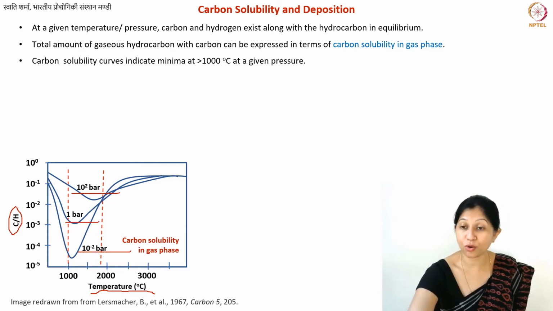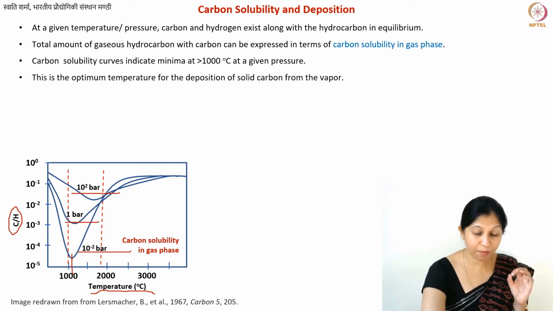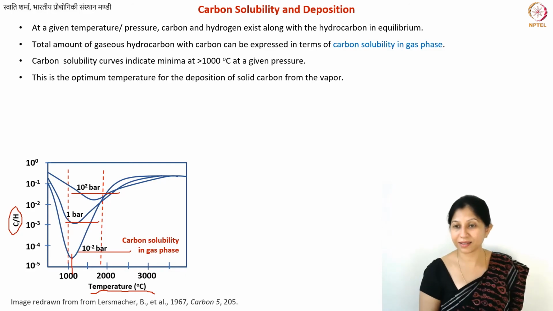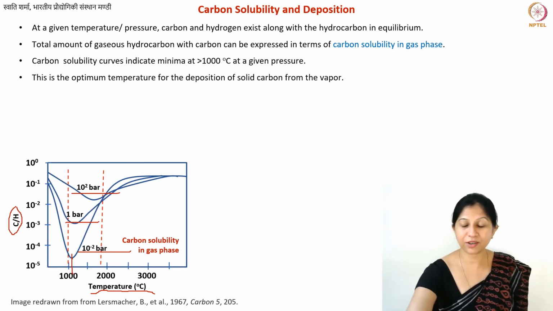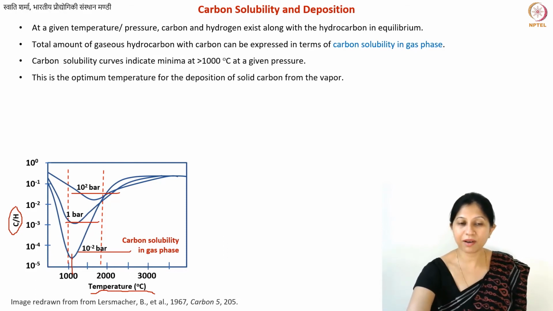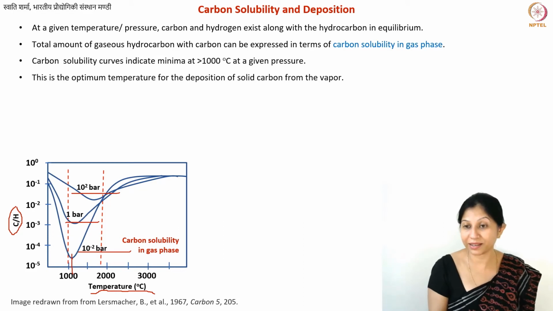At approximately 10⁻² bar, the minimum is at around 1100 degrees. What does this mean? This is the optimum temperature for collecting the solid carbon, the optimum temperature where you should perform the deposition operation. One more interesting thing from these curves is that as you keep increasing the pressure, the minimum keeps shifting towards the right. For example, it goes all the way to 1900 degrees centigrade.